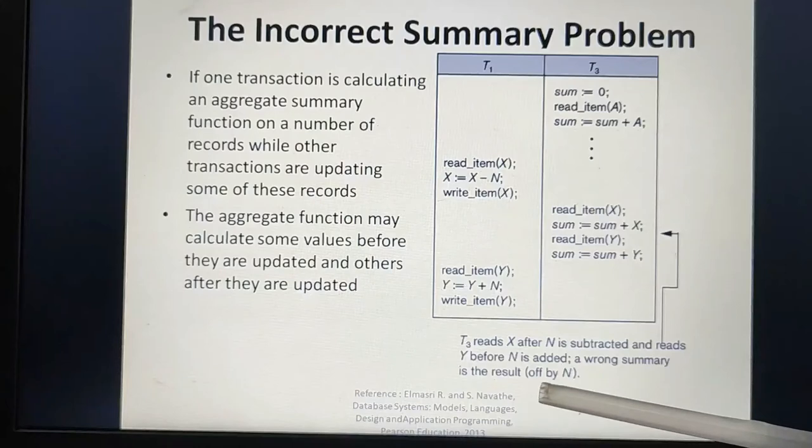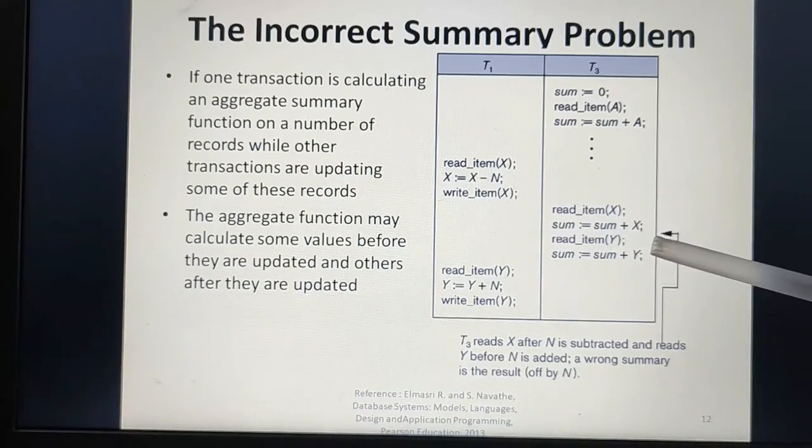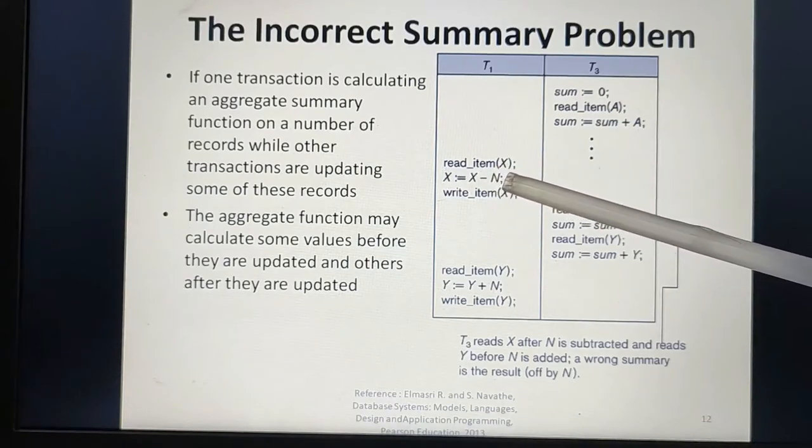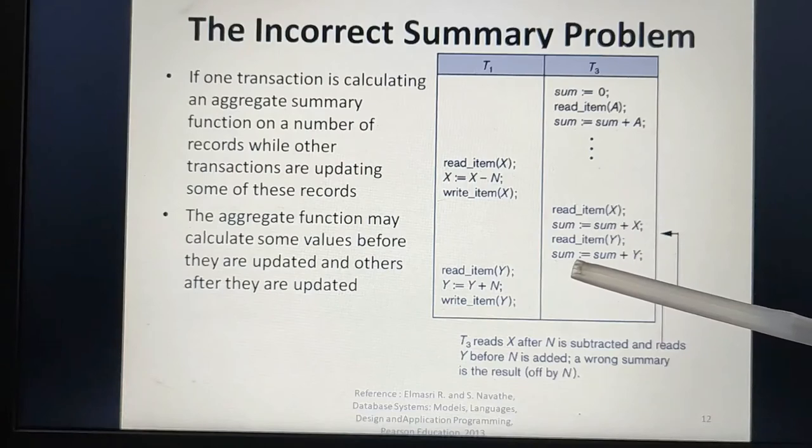A wrong summary is the result. That is, the sum is trying to add the value X and add the value Y. But N is subtracted from X and is added to Y. This addition is not reflected in the sum. That's why the incorrect summary problem comes here.